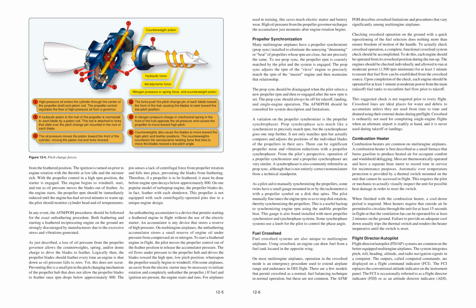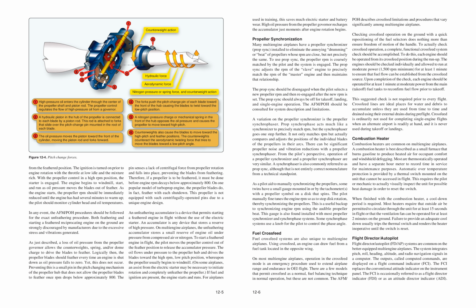Combustion heaters are common on multi-engine airplanes. A combustion heater is best described as a small furnace that burns gasoline to produce heated air for occupant comfort and windshield defogging. Most are thermostatically operated and have a separate hour meter to record time in service for maintenance purposes. Automatic over-temperature protection is provided by a thermal switch mounted on the unit that cannot be accessed in flight. This requires the pilot or mechanic to actually visually inspect the unit for possible heat damage in order to reset the switch. When finished with the combustion heater, a cool-down period is required.